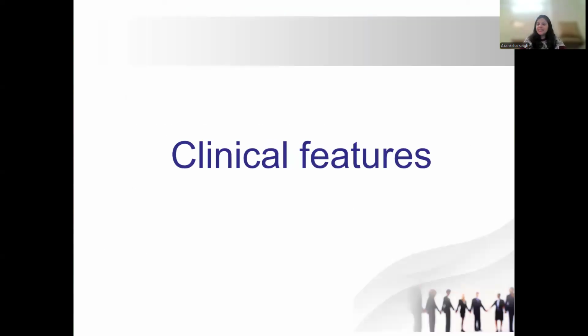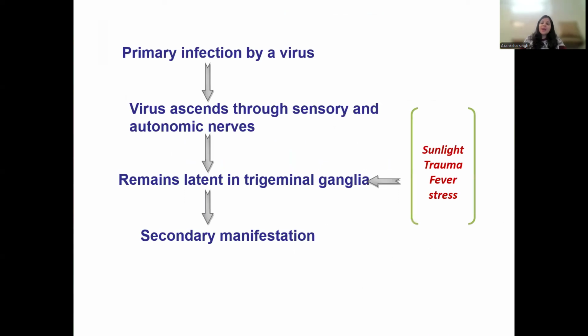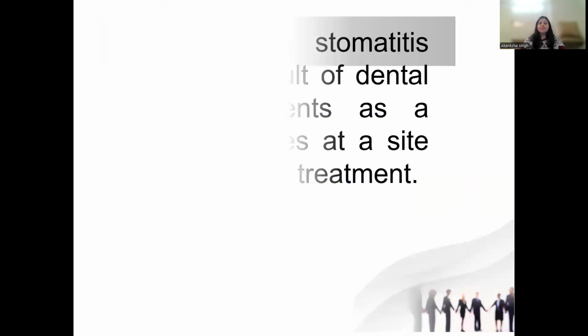Now, when we talk about the clinical features, the primary infection is by the virus. Virus ascends through the sensory and the autonomic nerves. They remain latent in the trigeminal ganglia, and then when the secondary manifestation is there, then you see the disease. And sunlight, trauma, fever, stress, because it had some kind of idiopathic etiology. So it has unknown etiologies. So it can be said that the virus can penetrate our body due to anything, sunlight, trauma, fever, stress, anything.